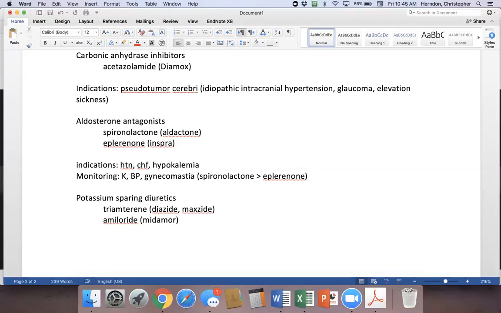All right. Why are these drugs different? Why don't we just call them all potassium-sparing diuretics? Where do these drugs work?